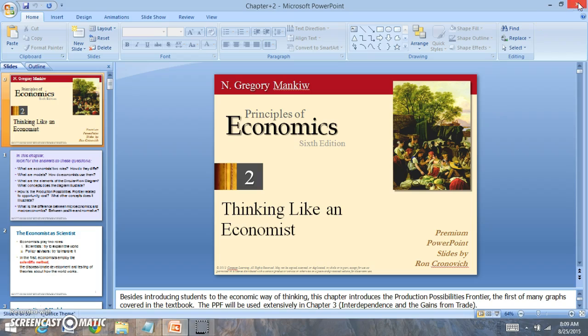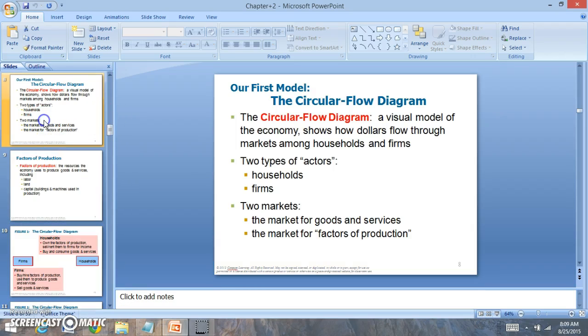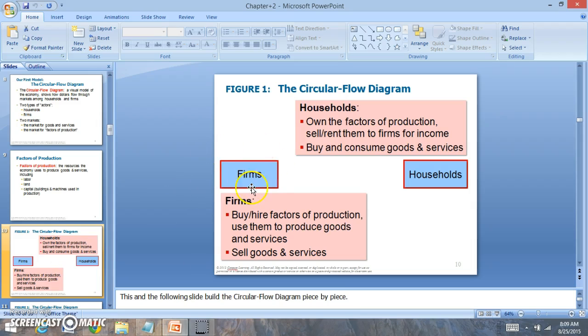Now let's look at some concepts in Chapter 2 that you'll find very important. Chapter 2 is going to be dealing with the circular flow diagram. The circular flow diagram is a model that connects both households and firms and how they interact. Households and firms interact in two different markets: the market for goods and services and the market for resources. These market interactions are very important. Firms buy and hire the factors of production. So basically, we sell ourselves to firms as households, and households receive income for their services.